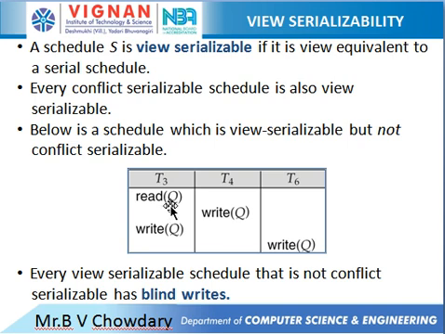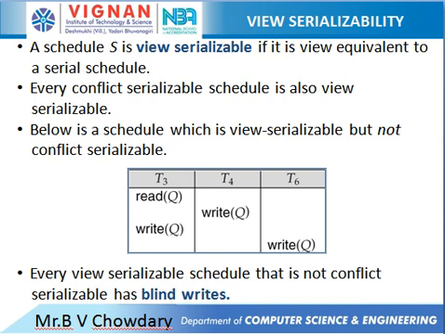Why? For example, if you take T3 and T4, T3 is accessing read of Q and T4 is trying to perform write of Q. So this is conflicting and we cannot swap. If you take this sequence also, it's not possible. Or if you take this sequence T3 and T6 with write of Q, here also it is not possible. So this can be view serializable but not conflict serializable. Another important point is that every view serializable schedule that is not conflict serializable has blind writes. You can see in the above example we have blind writes.